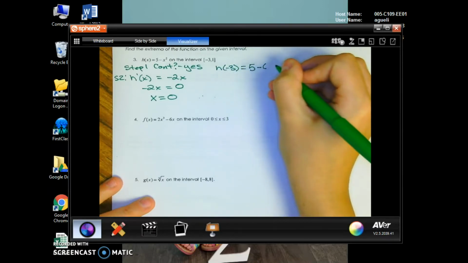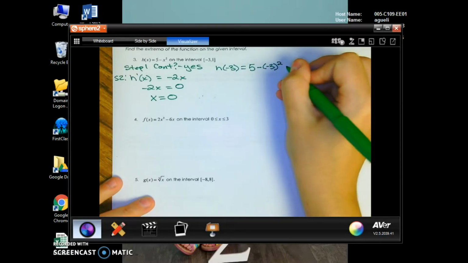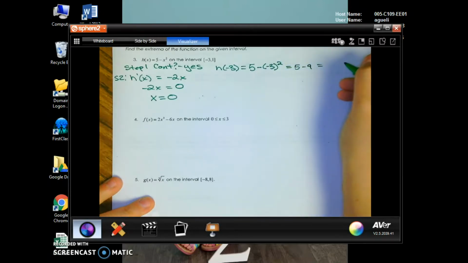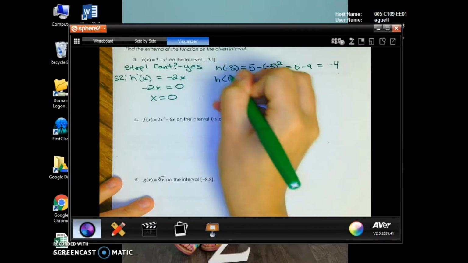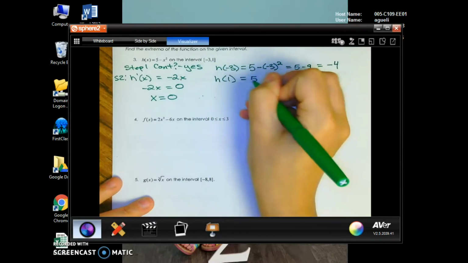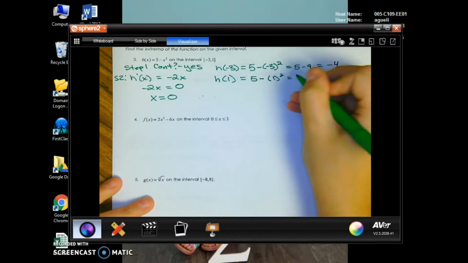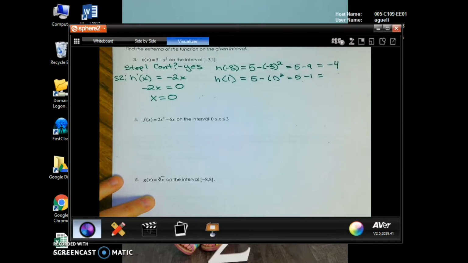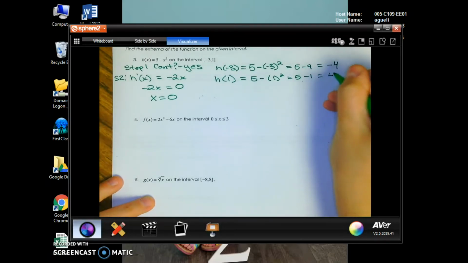But if you were just doing it to make it quicker, then that's fine too. So let's see, that squared would be 9, so it would be 5 minus 9. So over here I would get a negative 4. And then I always plug in my endpoints first just so that I don't forget them, but it doesn't really matter. So let's see, 1 squared is 1, so 5 minus 1, that'll give me a positive 4 there.